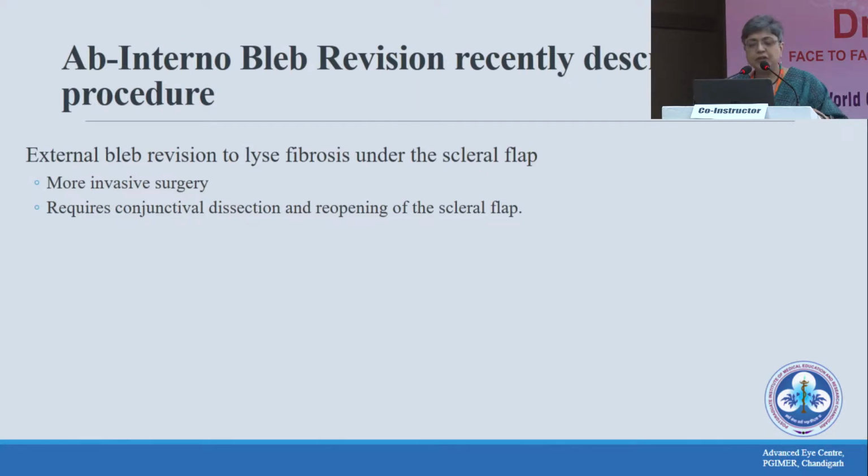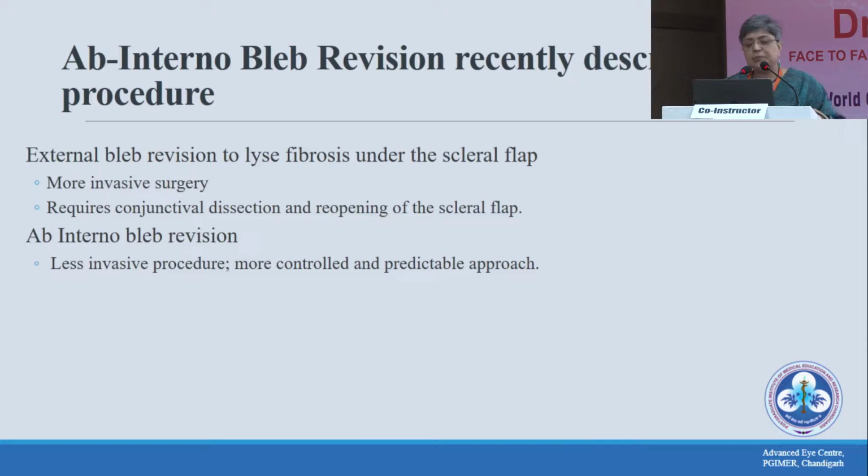So now when we realize that an external bleb revision would be required to lyse fibrosis under the scleral flap, it is also true that it's an invasive surgery. It's almost akin to doing a trab all over again, and it does require conjunctival dissection and reopening of the flap. So the whole world is going towards minimally invasive. So this is a sort of minimally invasive revision.